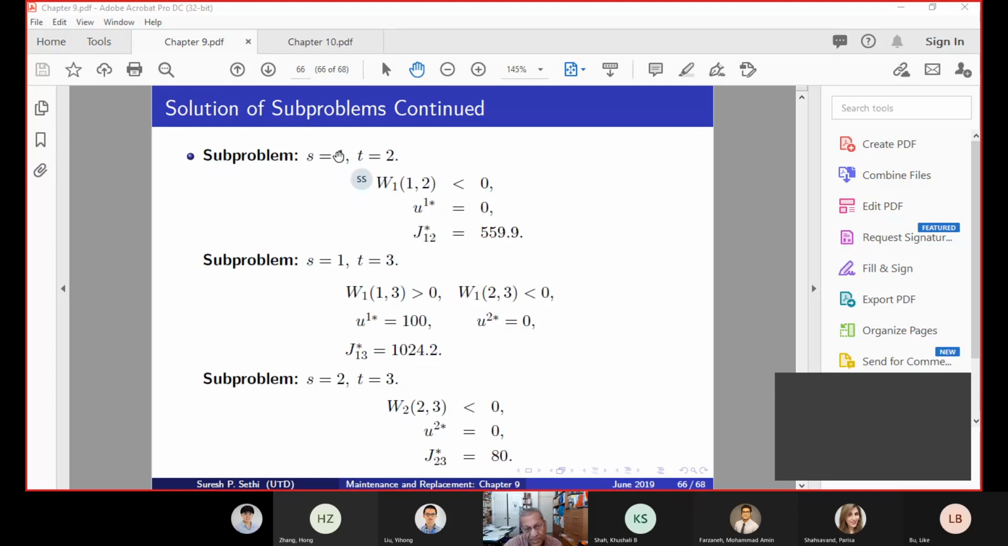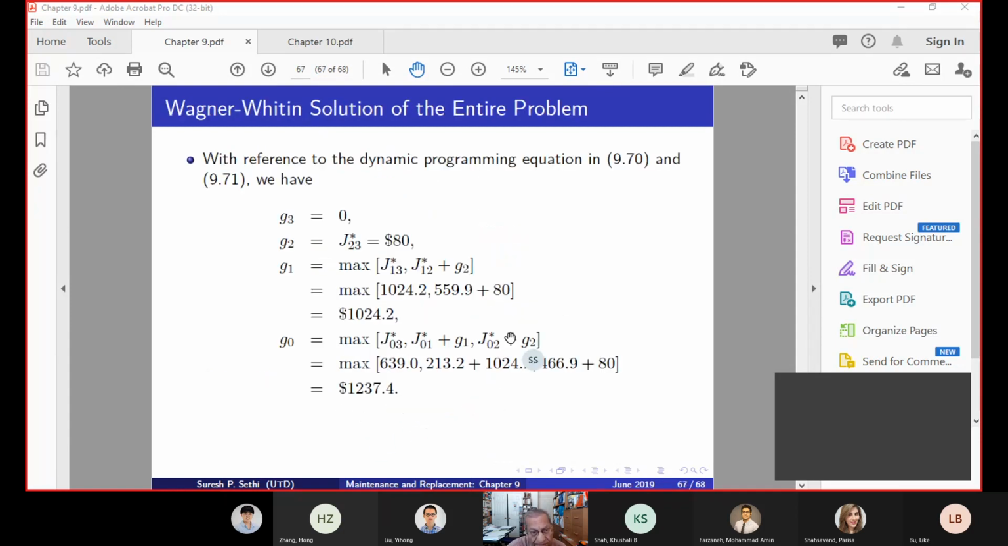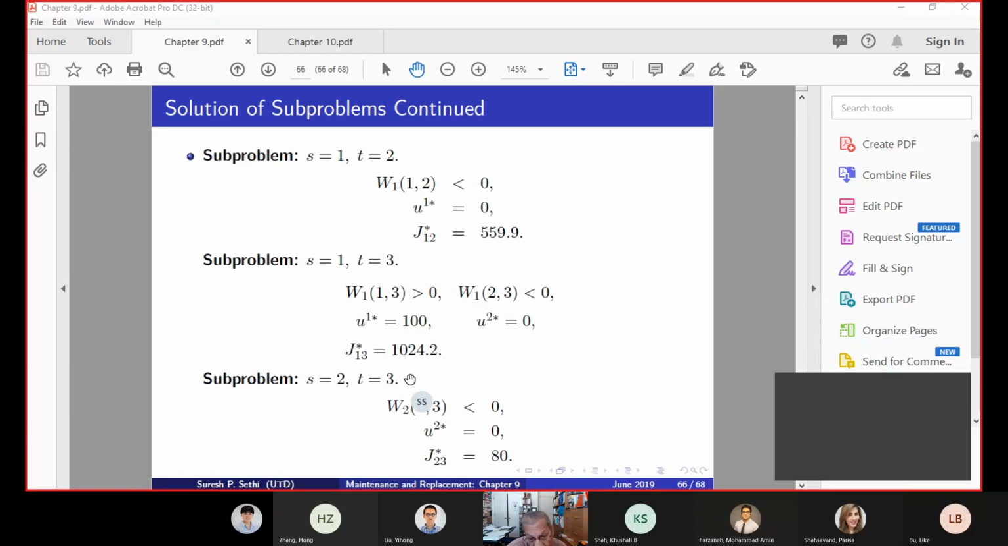Now I take S equal to 1, T equal to 2. I find control is 0. This is now the maximum principle, discrete time, and we're solving it one by one. You get S equal to 1, T equal to 3, control 100 and 0. This one is J1,3 star. S equal to 2, T equal to 3, this one I got also. And that's all you can do, because this is the last period. I solved at the beginning of this period, and T equal to 3 is exactly the end of that period. So we solved all the ST problems.